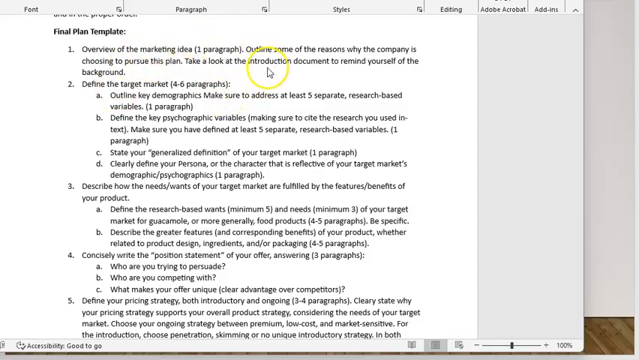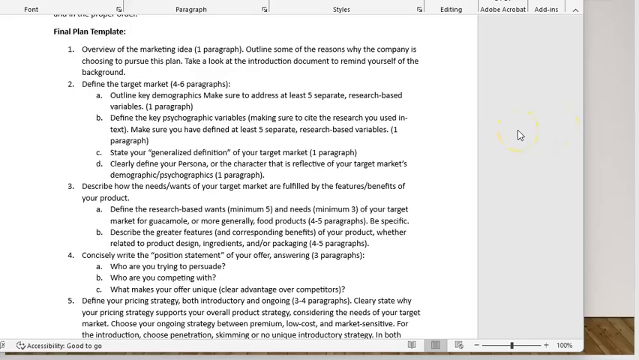You can create an overview of the marketing idea. That's one paragraph. When you looked at the preliminary background information for the plan, for the company, it gives you the story there. You just need to reiterate it here. You want to define the target market. We've been referring back to that many, many times all throughout class. So that's 4 to 6 paragraphs.